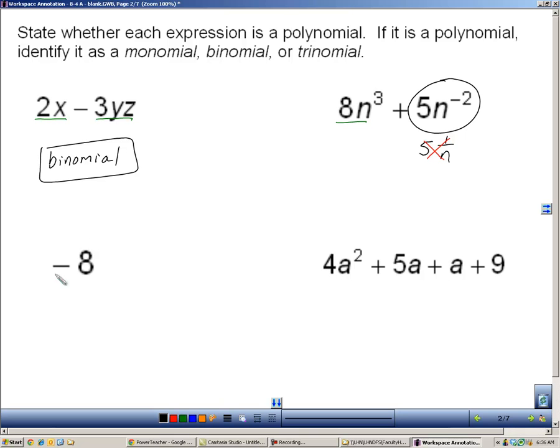The next one, negative 8, it doesn't have any variables with it, but it's still a monomial. It's still one term. It's called a constant. And so this one is a polynomial, and specifically it's called a monomial.